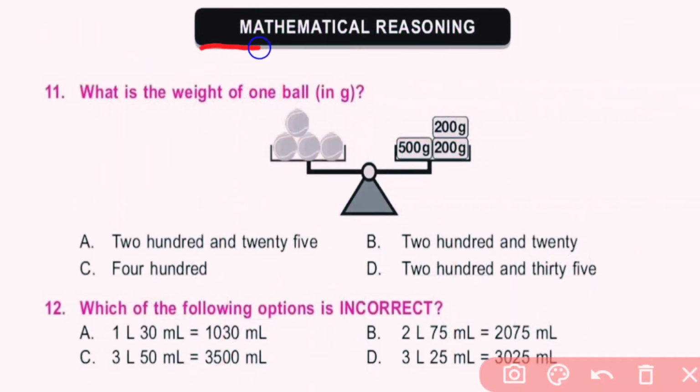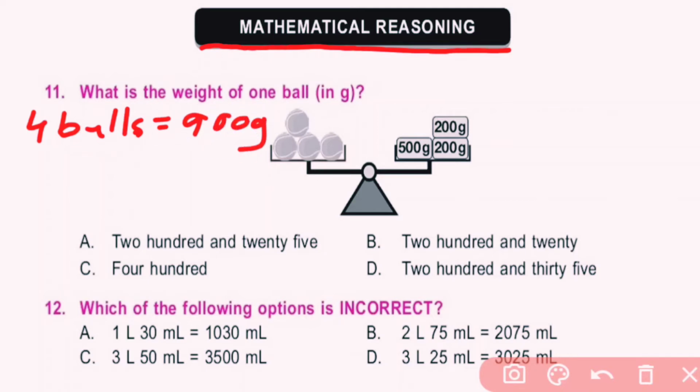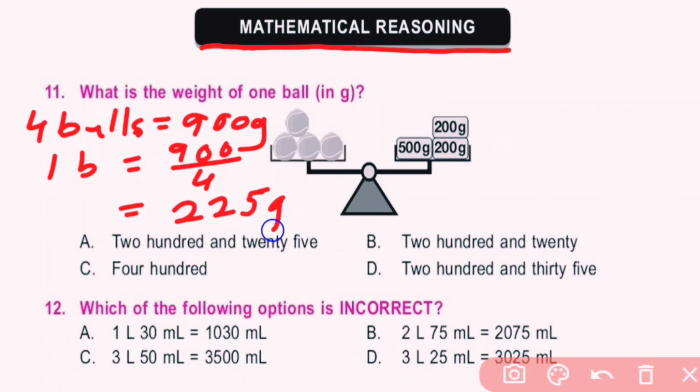Next section is mathematical reasoning. Question number 11. What is the weight of one ball in gram? Here 4 balls equal to 500 gram plus 200 gram plus 200 gram means 900 gram. So one ball is equal to 900 divided by 4 is equal to 225 gram. So option A is correct answer.